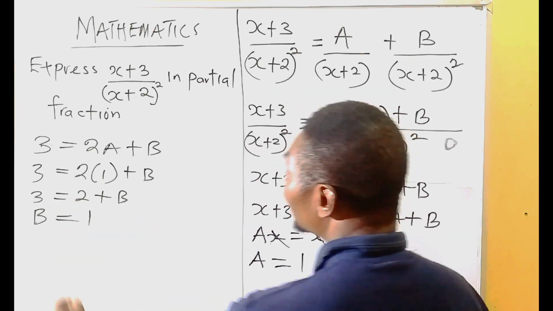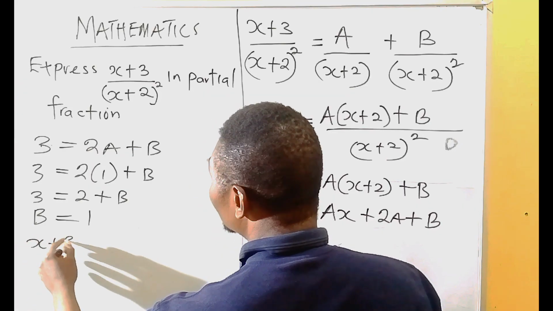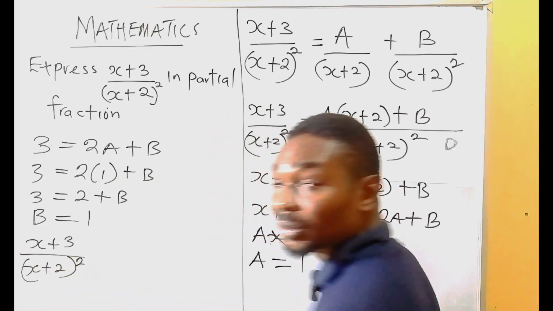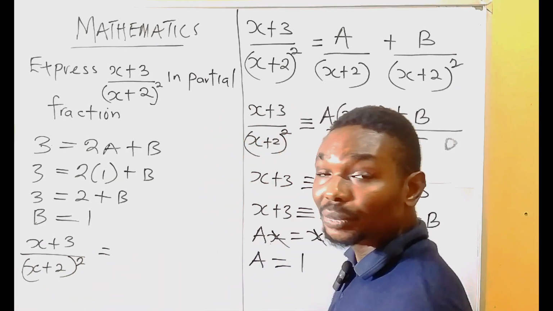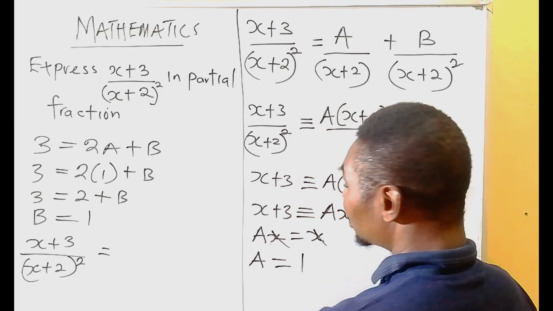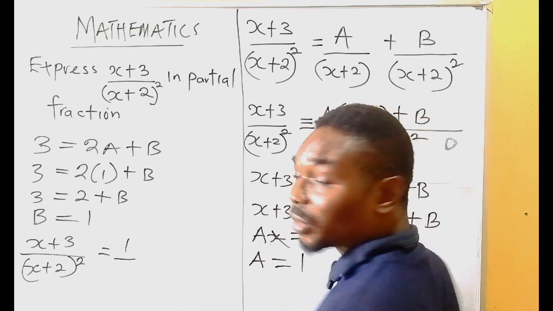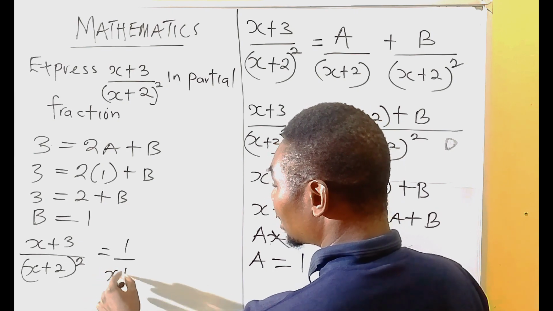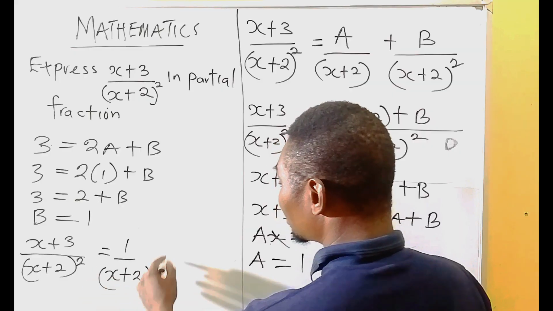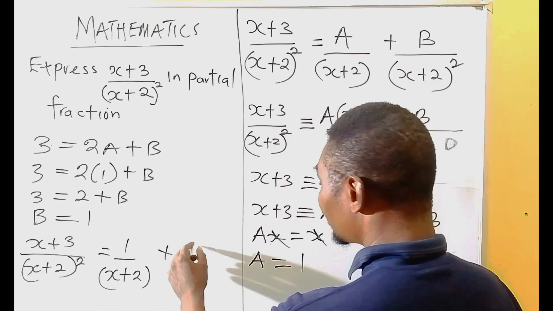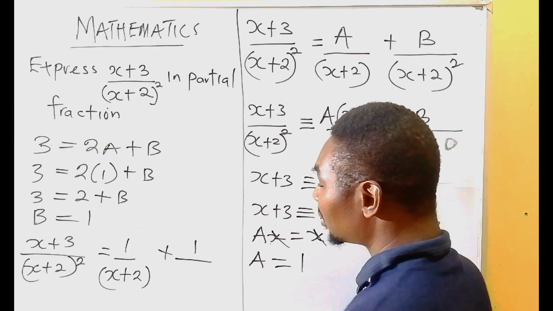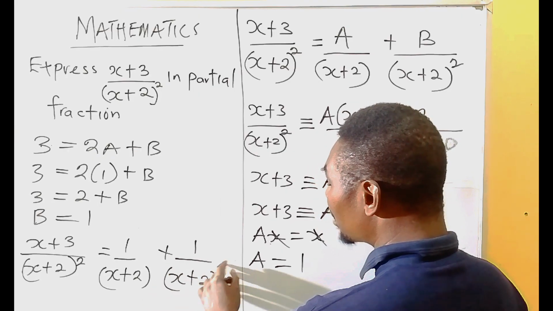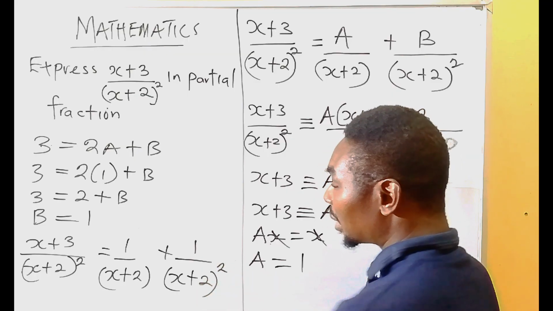So at this point, (x plus 3) over (x plus 2) raised to the power 2 is equal to, now our A is 1, all over (x plus 2), plus our B, 1 over (x plus 2) raised to the power of 2. And this gives us the final answer.